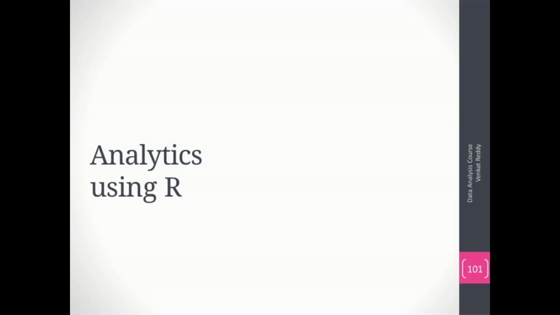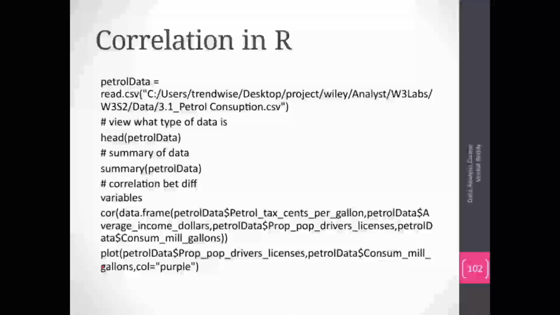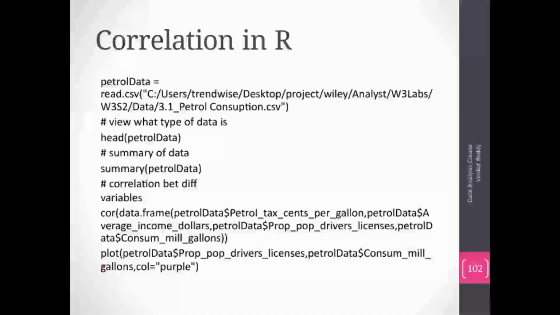We then look at the correlation between different variables, such as petrol tax, average income, proportion of drivers with licenses, and petrol consumption in millions of gallons. Calculating these correlations helps us identify relationships, whether variables move together or independently.